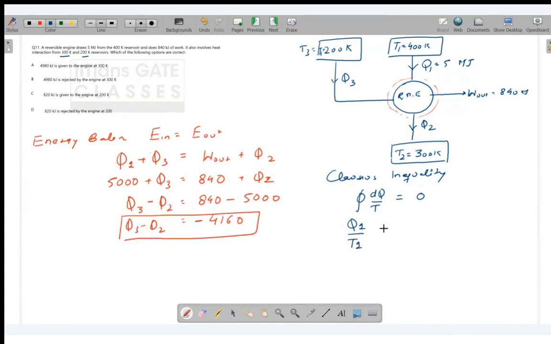Okay, now Q1 by T1, Q2 is going out, so it will be minus Q2 by T2. Q3 I have assumed it is coming in, so plus Q3 by T3 is equals to zero. Okay, so Q1 is how much? 5000 upon 400. Q2 is how much? I don't know. This is 300. Plus Q3 is how much? I don't know. T3 is 200 is equals to zero.